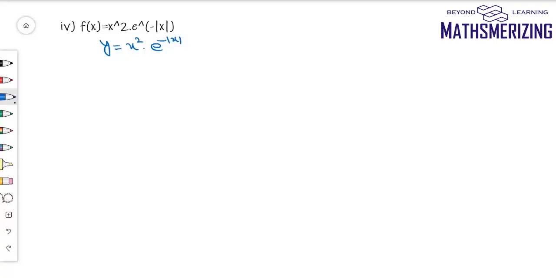Now the fourth question is, draw the graph of y equals x square into e to the power minus mod x. Now for this function, first I'll find the domain.